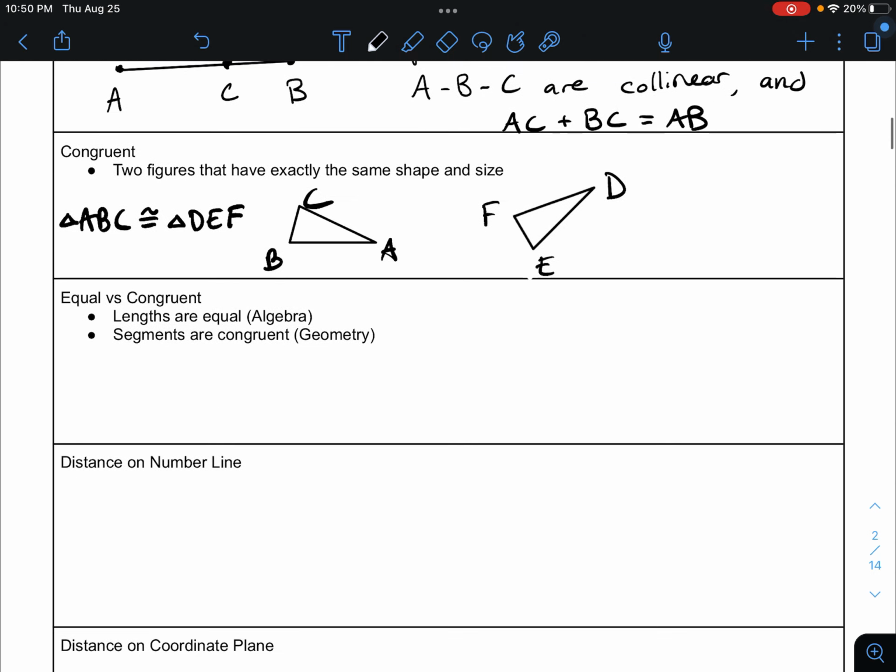The idea of equal versus congruent is a big one. This will come up a lot when we do proofs. Obviously, we know equal is the equal symbol, and then congruent again is this symbol here. But we use equal when we talk about numbers. Lengths are equal, like when we talk about algebra. Like 8 plus 2 equals 10. It wouldn't make sense to say that 8 plus 2 is congruent to 10. So I'll do 8 plus 2 equals 10. We use the equal symbol.